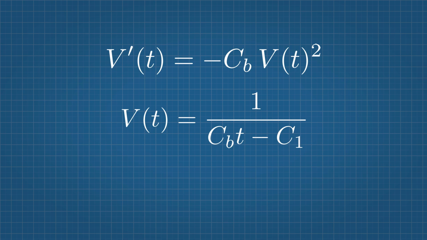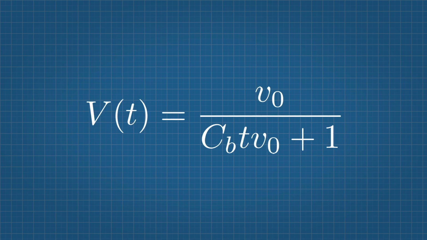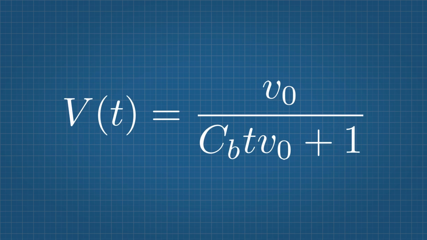In order to figure out what it actually is, we need to use what is called a boundary condition. In our case, the boundary condition is that the velocity at t equals 0 is v0. Solving this equation for c1 gives us a value of -1 over v0. Injecting this result in the formula for the velocity as a function of time, we get its ultimate form! Yay!